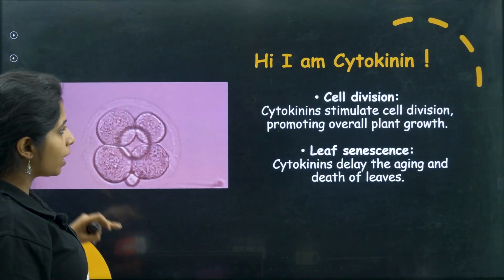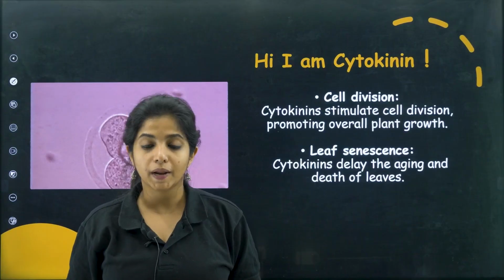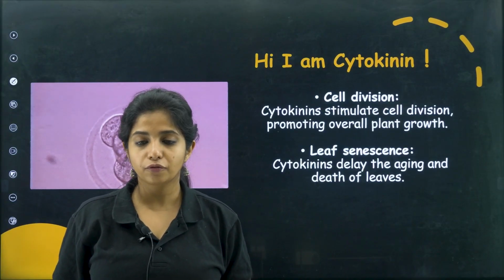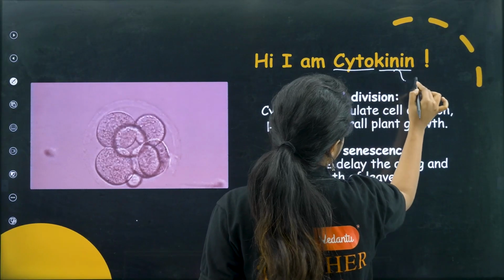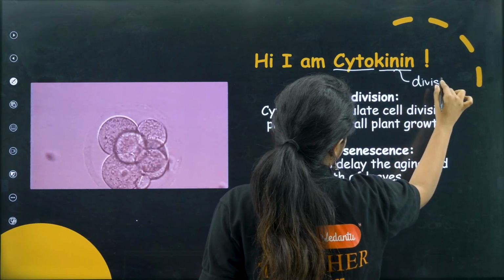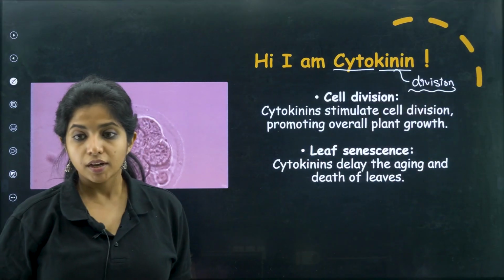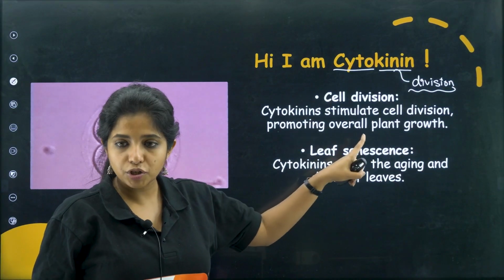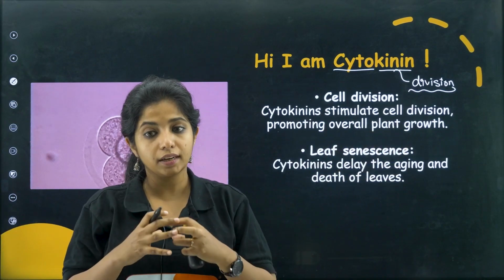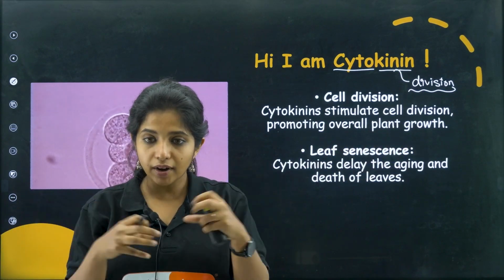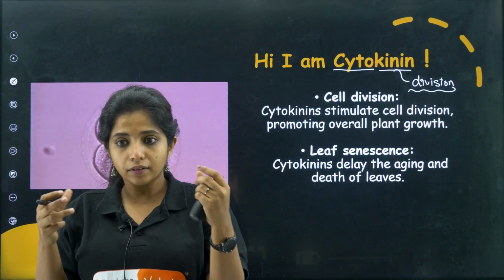Cytokinin. What is cytokinin there for? Cytokinin stimulates cell division, promoting overall plant growth. What is cytokinin there for, children? Cytokinin. Cyto as in cell. Kinin as in division. Okay, so cytokinin stimulates cell division, promoting overall plant growth. So it will be helping in the division, and then it will promote what? The plant growth. Cells are dividing. So if cells are dividing, basically they are helping in the formation of a plant part or anything like that.